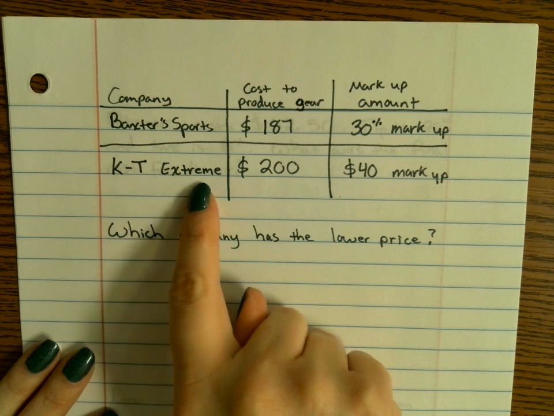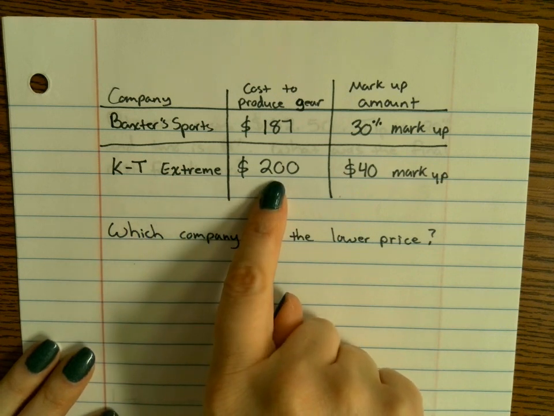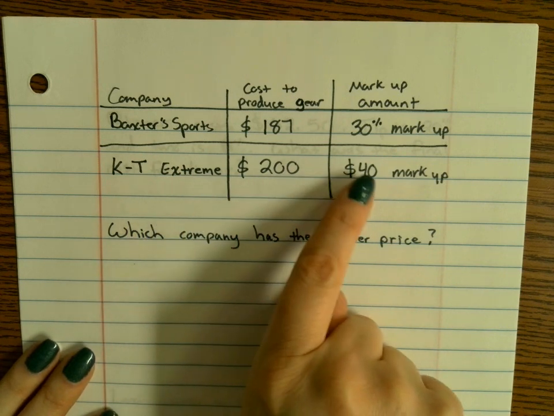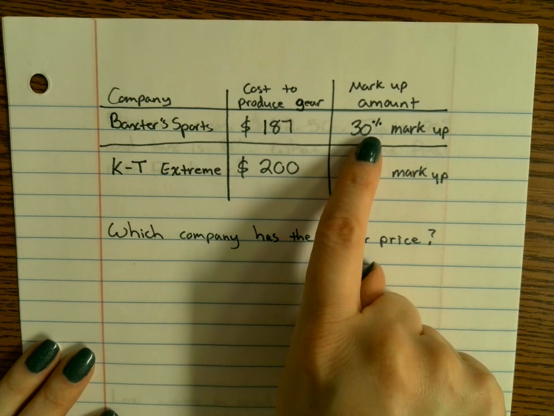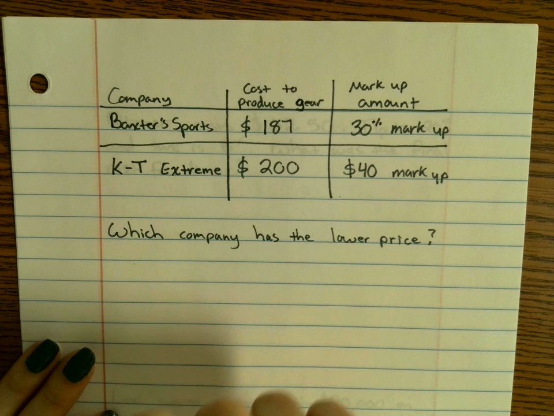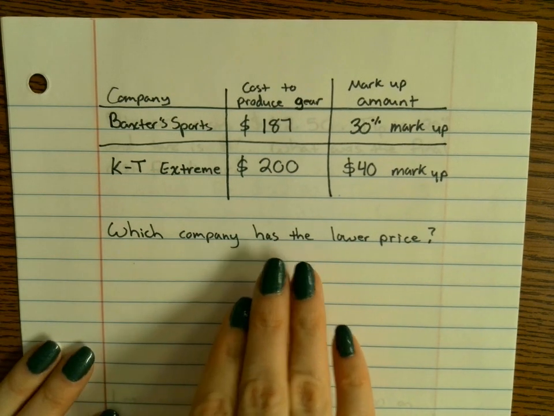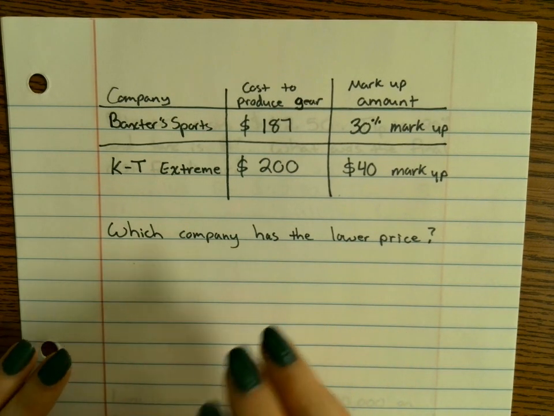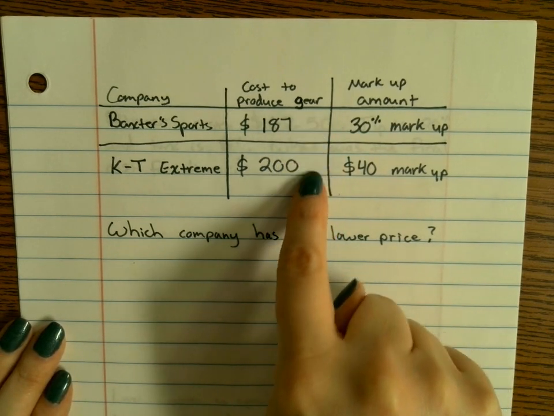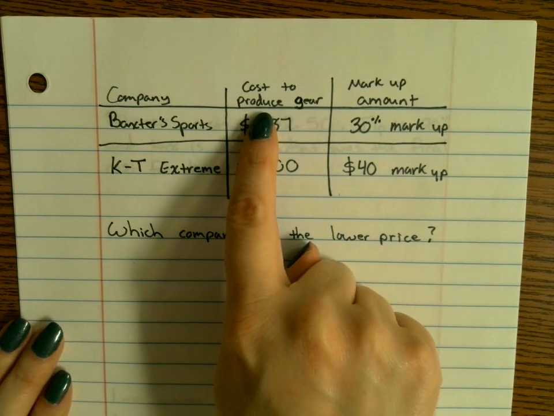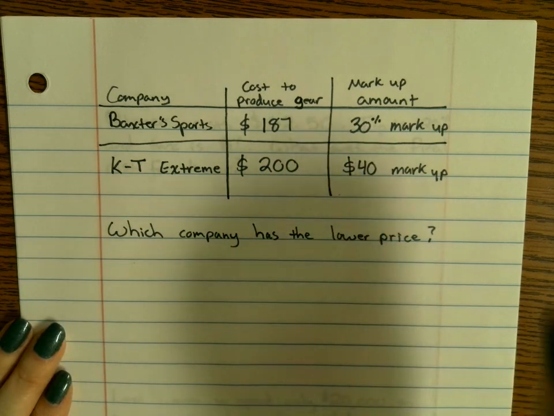KT Extreme, it costs them $200 to produce the item. They're going to mark it up by $40. So there's a difference between a percent markup and a dollar markup. We're trying to identify which company is going to sell it at a cheaper price. This is not the price that they're selling it at. This is the price that they produce it at. Then they mark it up and sell it so that they can make a profit.